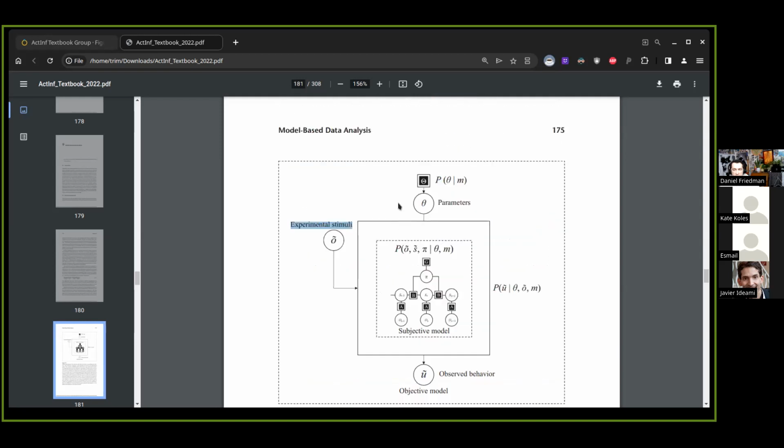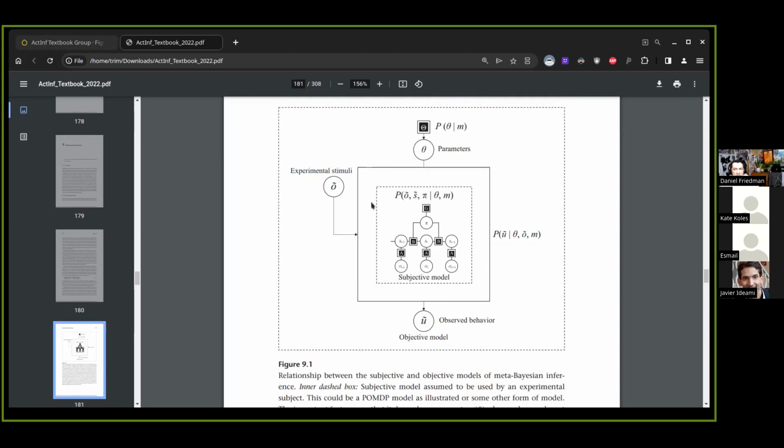So this really nicely wraps up figure 4.3. Again, here it's just showing a single level discrete time model, but this could be a hierarchical model. This could be a hybrid model. This could be continuous time. This is the subjective model the researcher proposes.